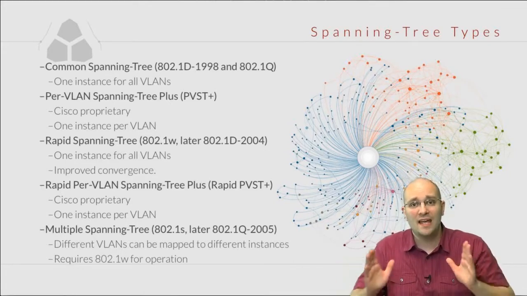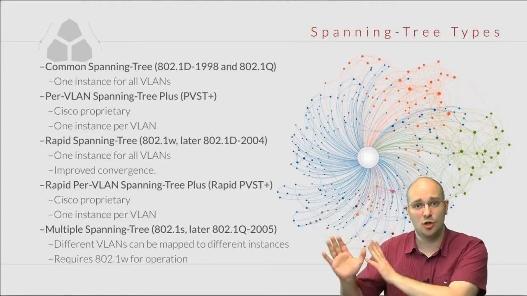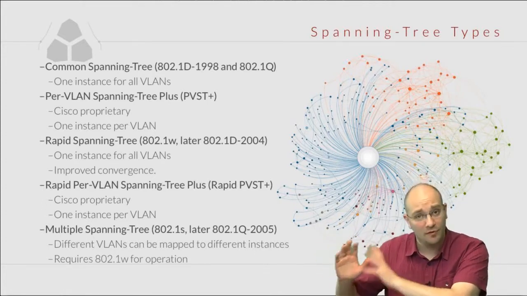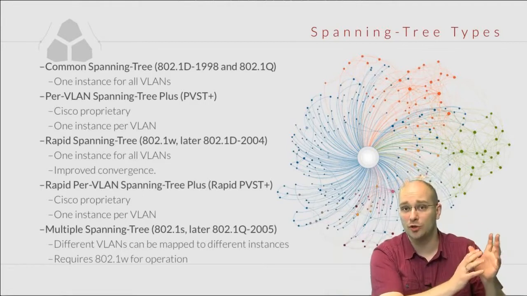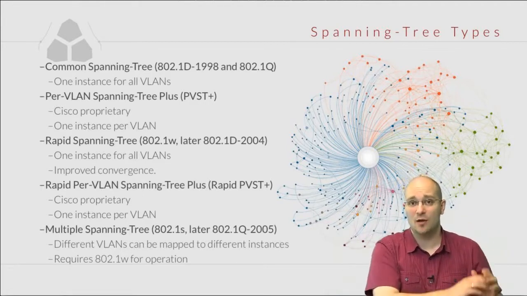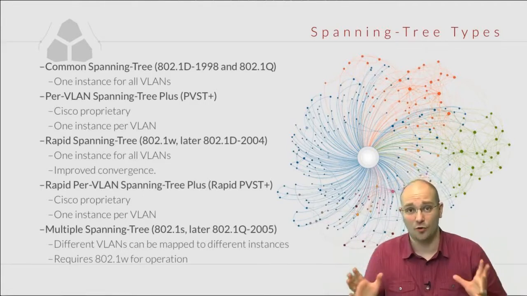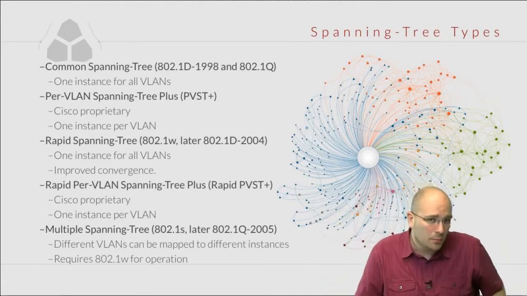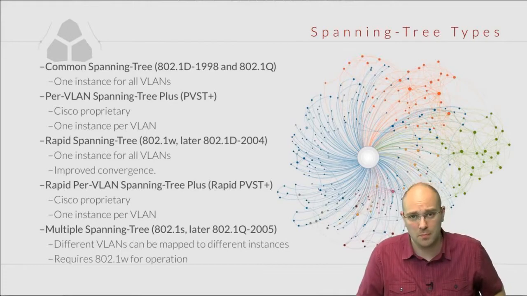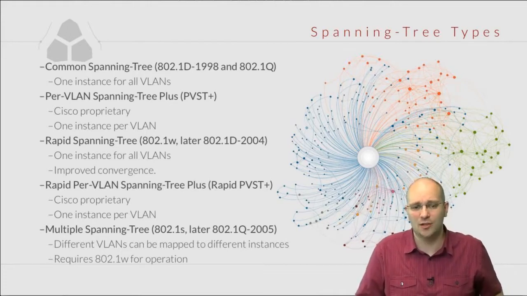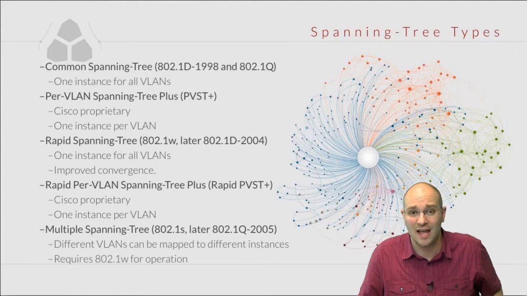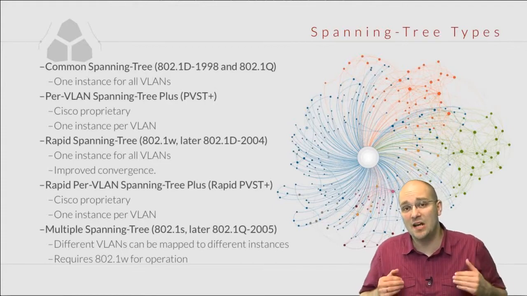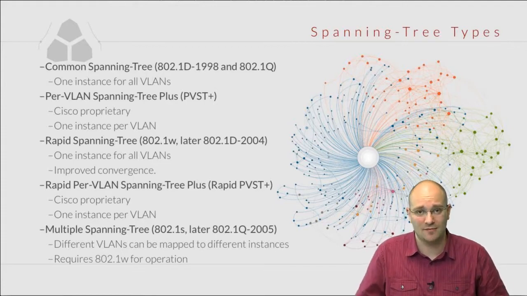So this is kind of in the middle between Cisco's one instance per VLAN and 802.1d, which says we are going to run a single instance for all the VLANs. So MST is somewhere in between. The important thing about MST to remember is that it requires 802.1w for operation. That means it operates in rapid nature by default.